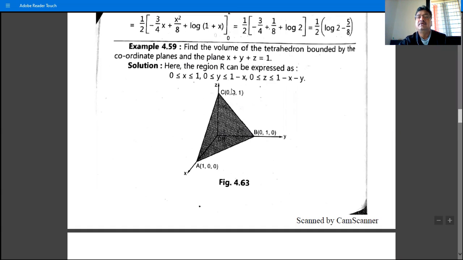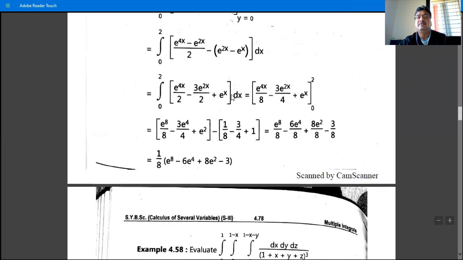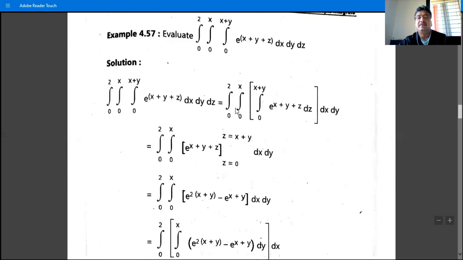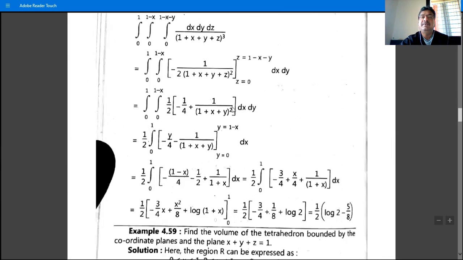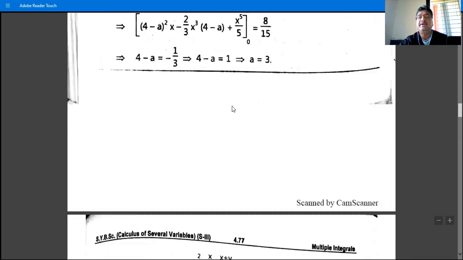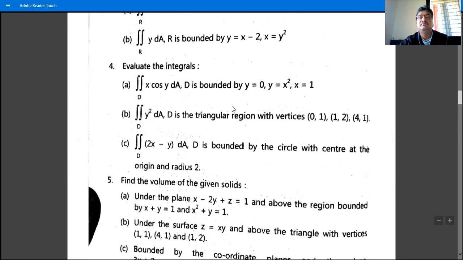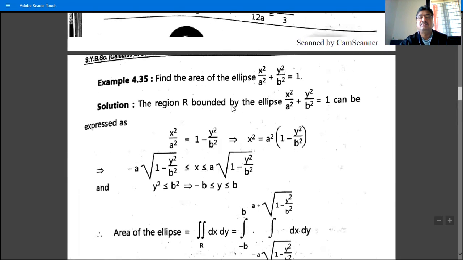In the same manner, we will find the volume like we found the area of the ellipse. So how can we find the area of an ellipse? So this is the problem of area.